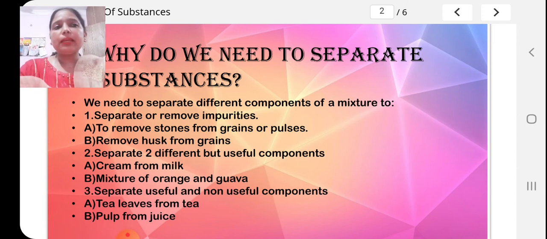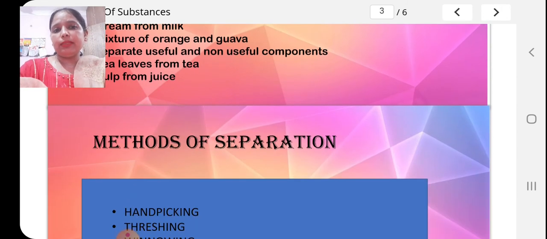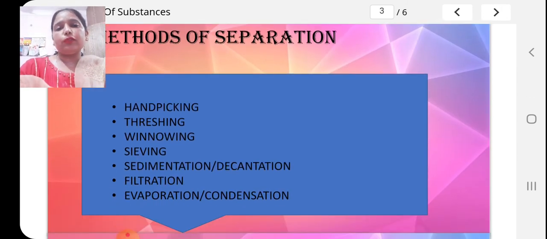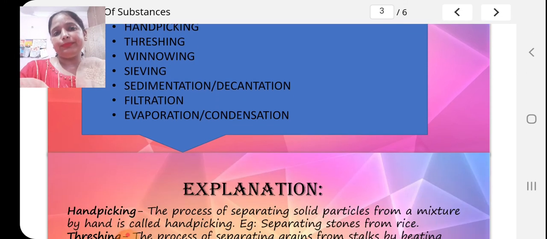So students, there are many techniques for separation, many techniques which we use for the separation of different substances, like hand picking. In your course there are these methods: hand picking method, threshing, winnowing, sieving, sedimentation or decantation, filtration or evaporation, and condensation. These are some important techniques which you have to study in your class 6th for the separation of different substances. So let's discuss these techniques one by one.